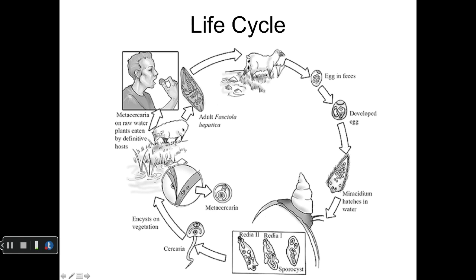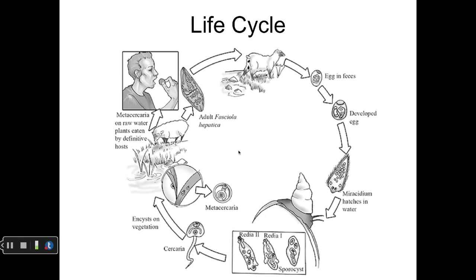And then the metacercaria are basically waiting until an appropriate definitive host comes along, like a sheep or a cow, and ingests the metacercaria stage. Once swallowed, the metacercaria pass through the stomach. The larval trematode comes out and migrates.